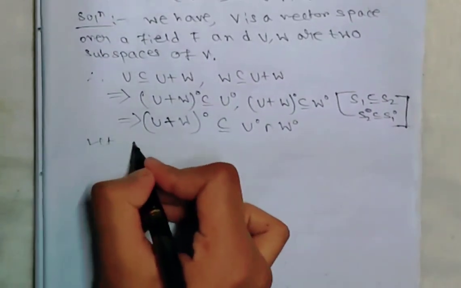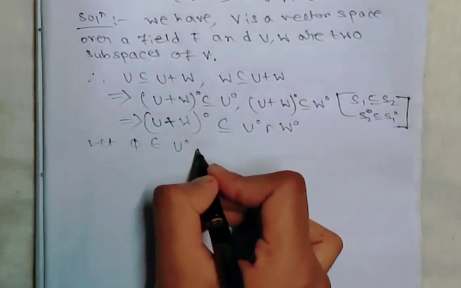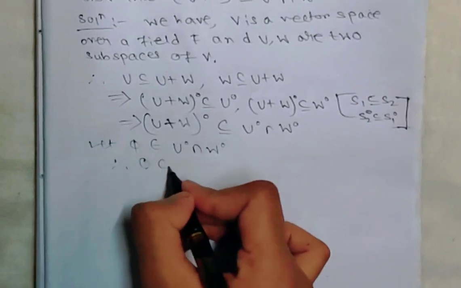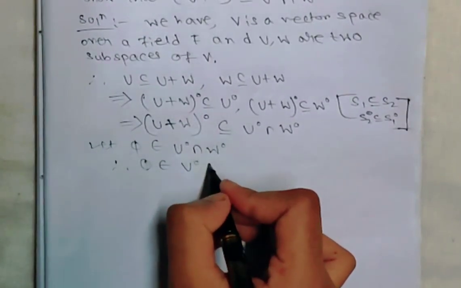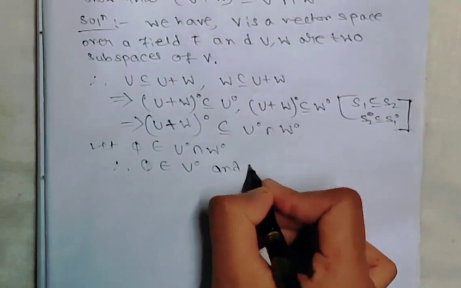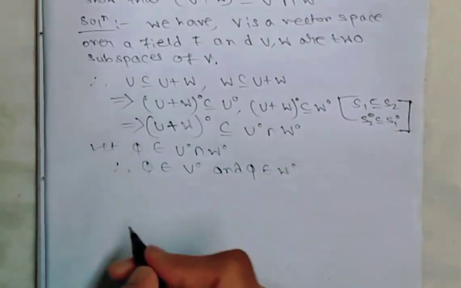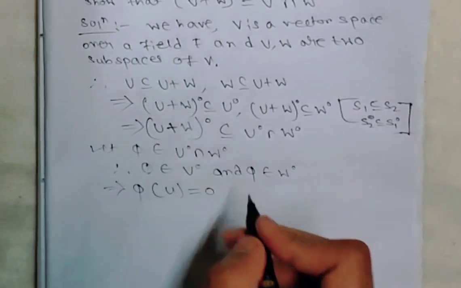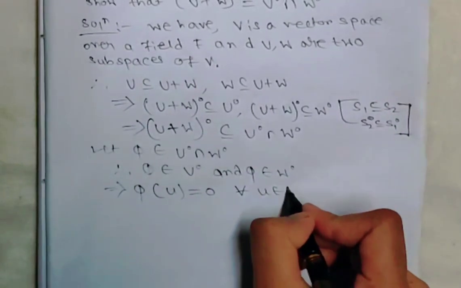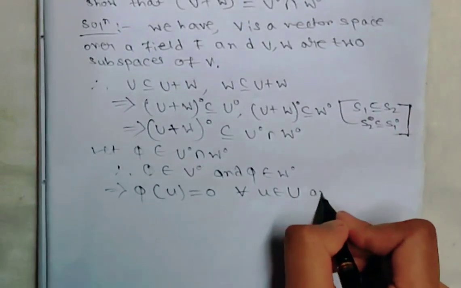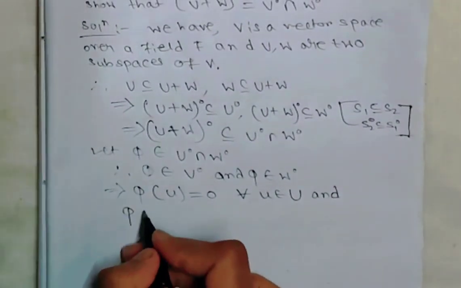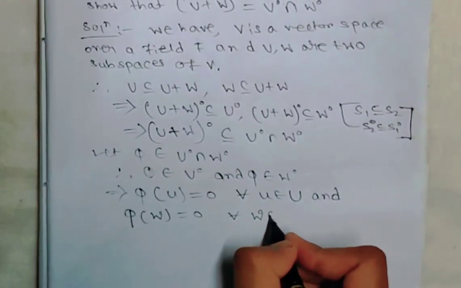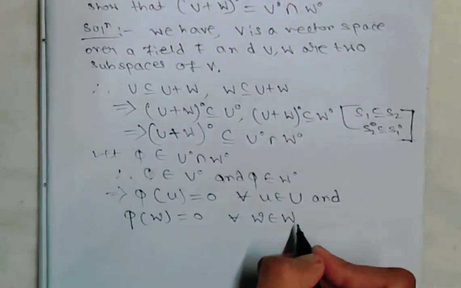Now let phi belong to U naught intersection W naught. Therefore phi belongs to U naught and phi belongs to W naught. That implies phi of u equals 0 for all small u belonging to capital U, and phi of w equals 0 for all small w belonging to W.